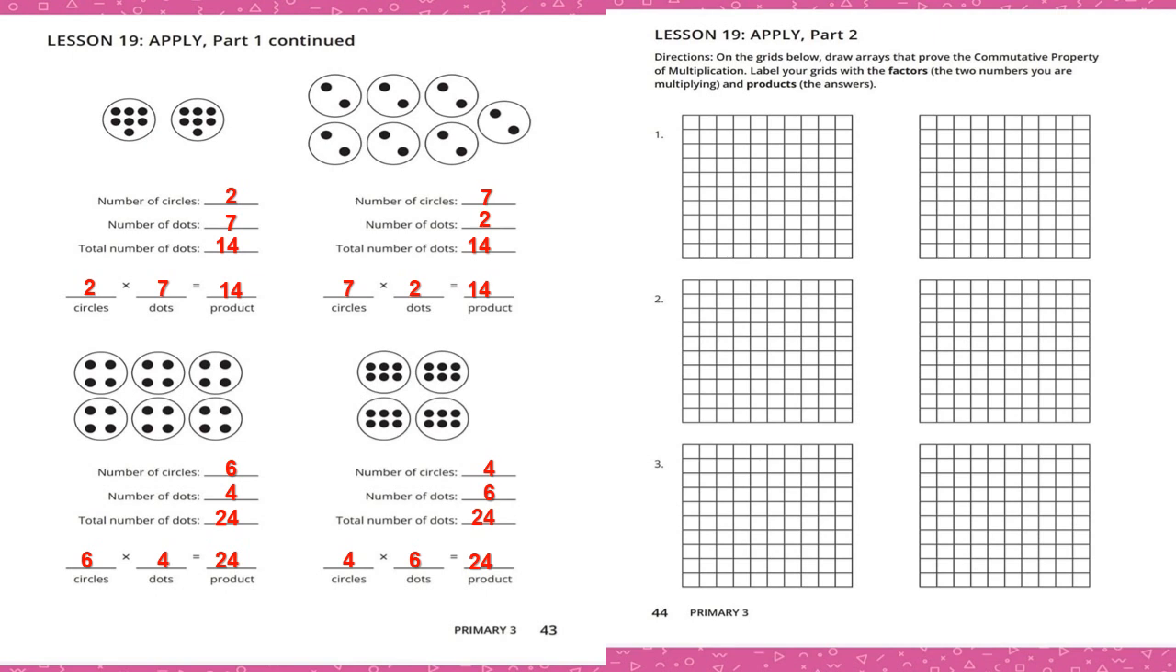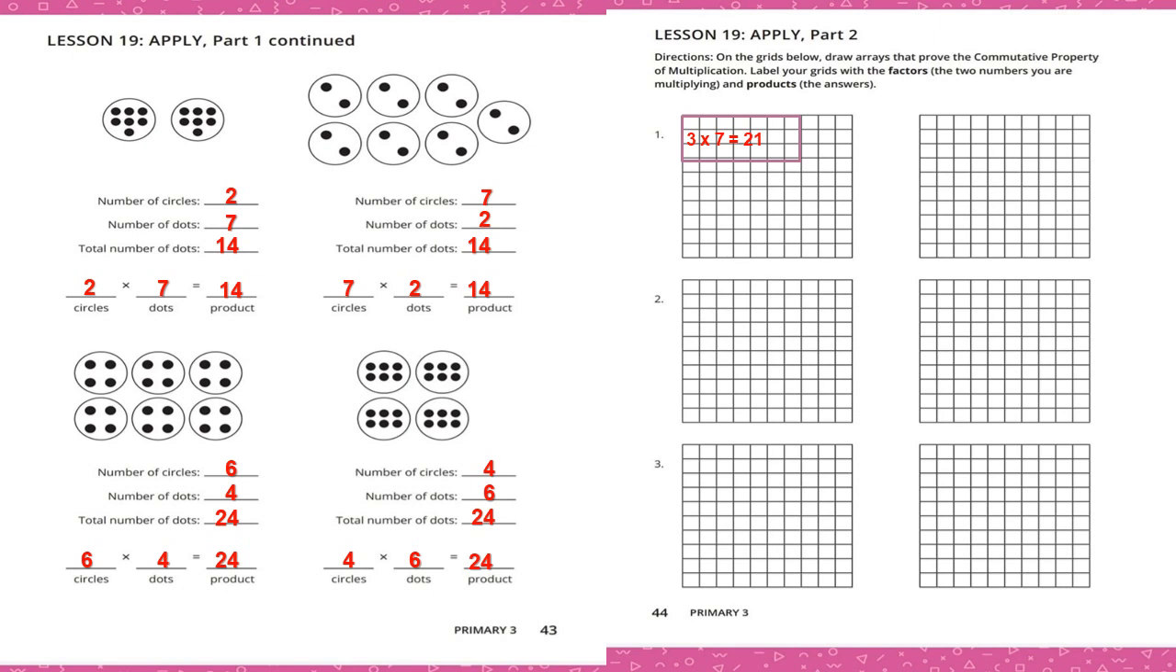Number 1, we will draw array. This array, we have here 3 rows, okay, and 1, 2, 3, 4, 5, 6, 7, and 7 columns. So we write 3 times 7 equals 21. When we count all the squares, we have 21.